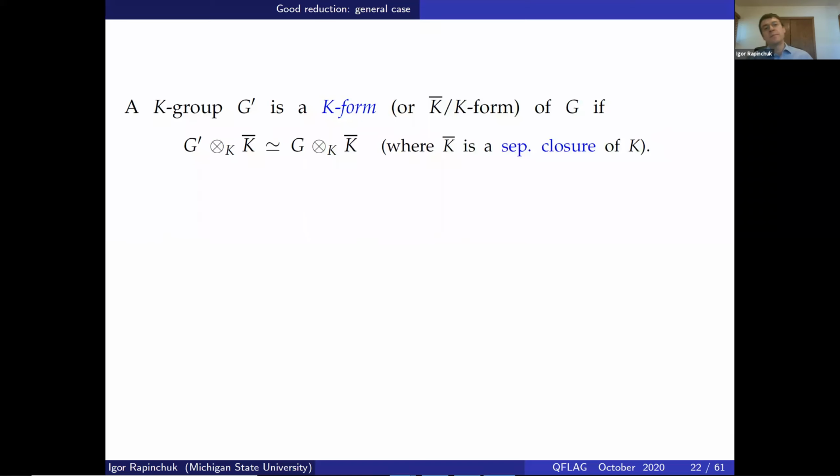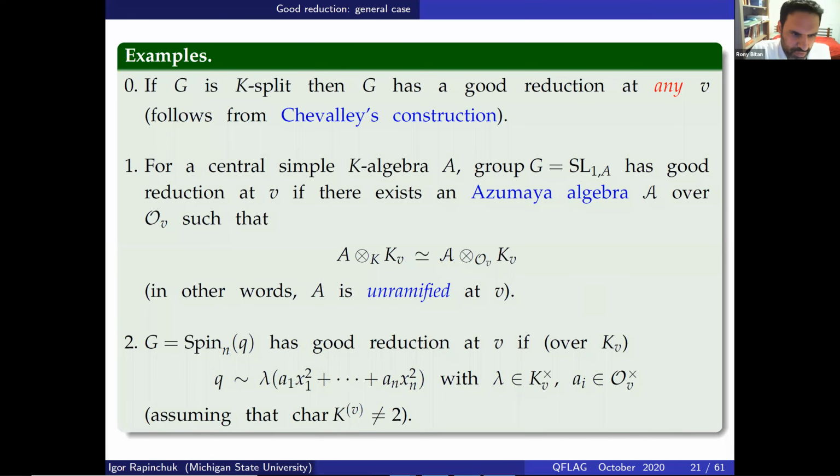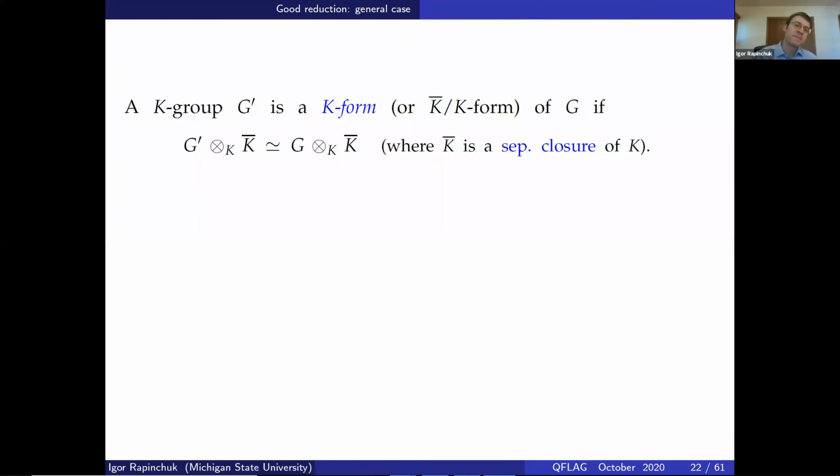Okay, so now let me just briefly recall the notion of K-forms. Sorry, yep, this is not equivalent. I mean, it's not if and only if. Well, yeah, if our group has good reduction, then its form is of this type. Yeah, it must be. Okay, thank you.